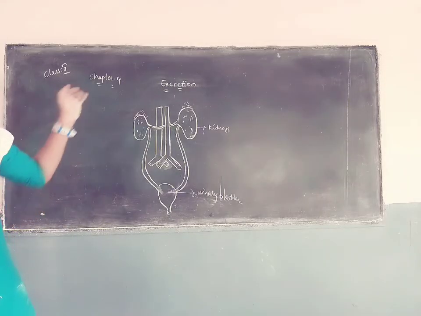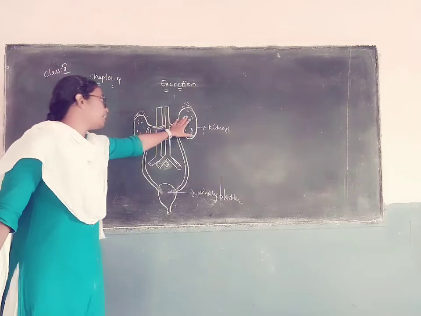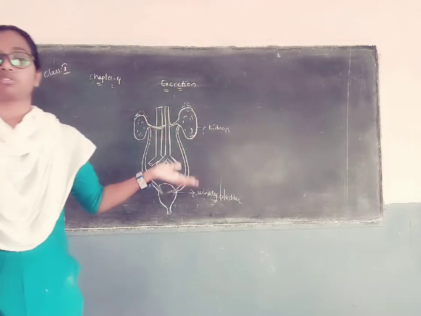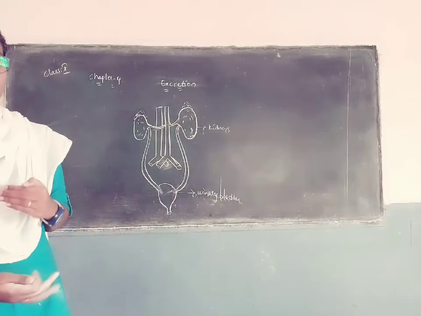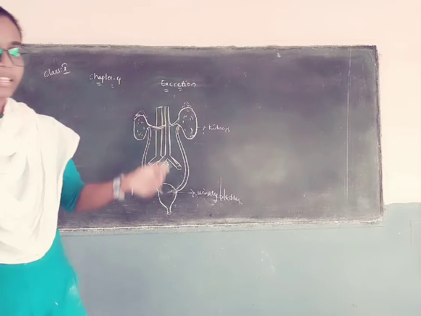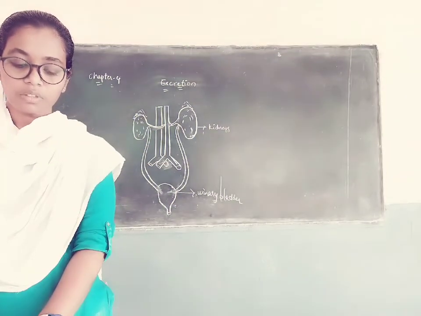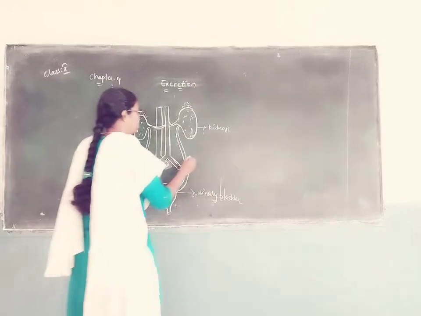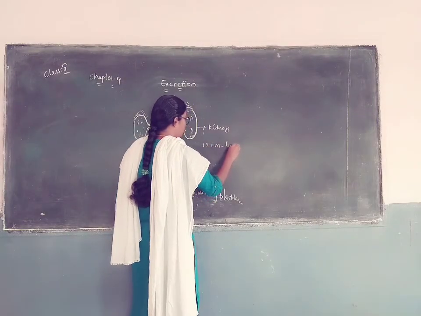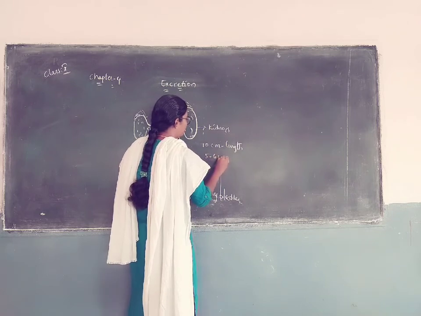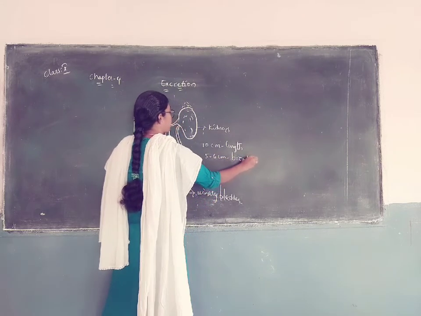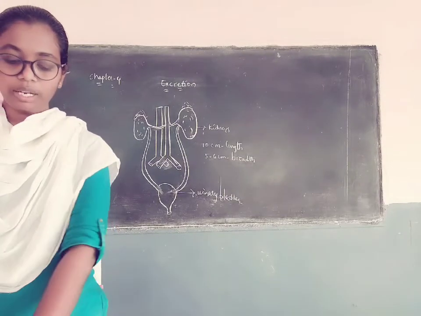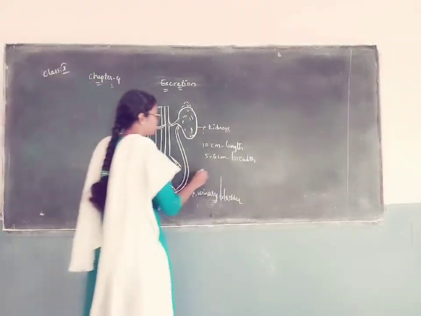The right kidney is placed lower than the left kidney, due to the presence of the liver. Okay, the size of the kidney is 10 centimeters in length, 5 to 6 centimeters in breadth, and 4 centimeters in thickness.